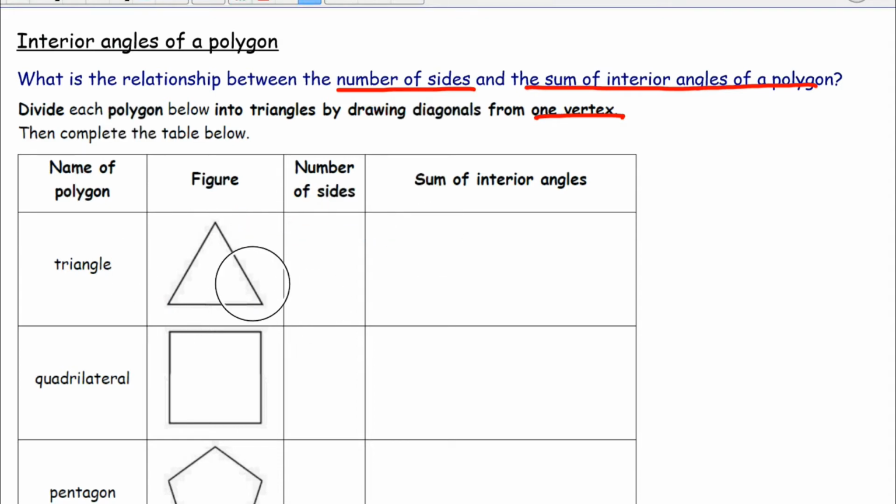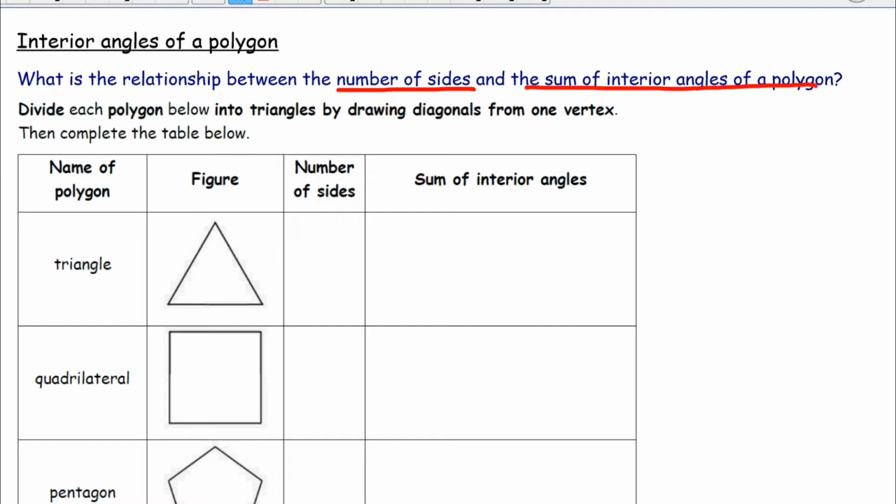So we are going to divide each polygon into triangles by drawing diagonals from one vertex, and then using that strategy we should be able to find out the sum of interior angles of each polygon. And then we'll use that pattern to come up with a formula for the sum of interior angles of any polygon. So let's start.